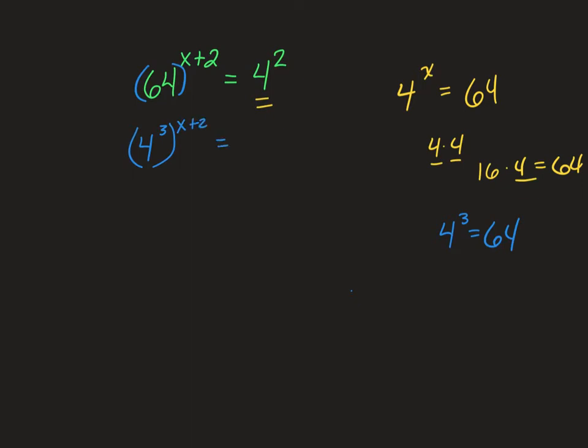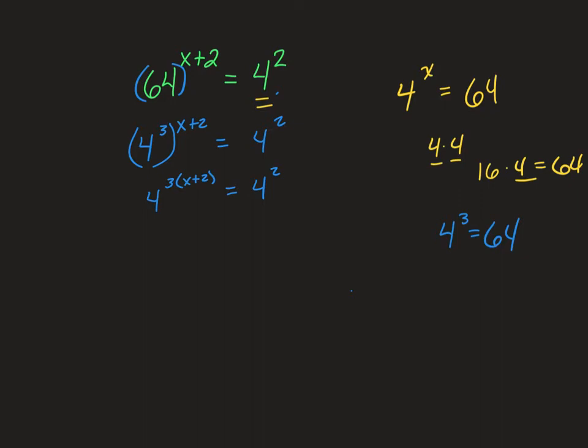Now you'll learn later on that, hey, I'd rather just put the 3 on the outside. Well, you can do that. But just for simplicity's sake, we're going to make it look like that. So this would be 4 squared. So now we do have a common base. This is 4 to the 3x plus 2. Notice the parentheses stayed there with it. And then 4 squared.